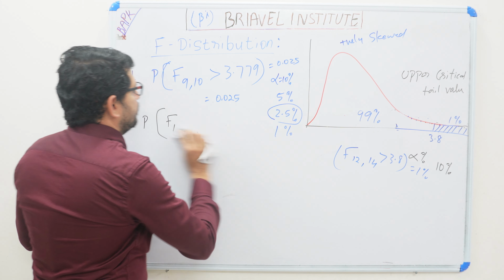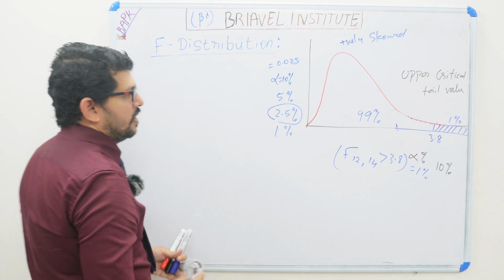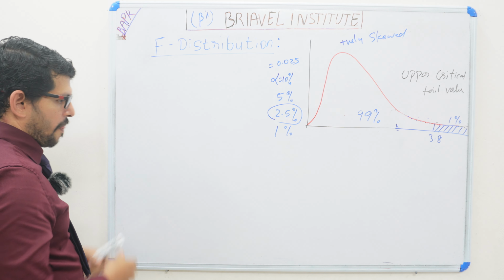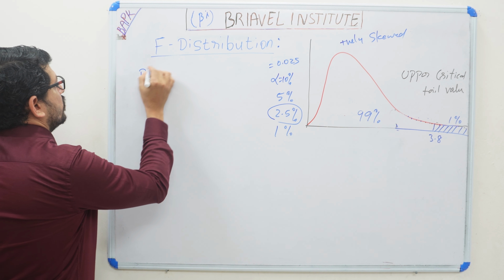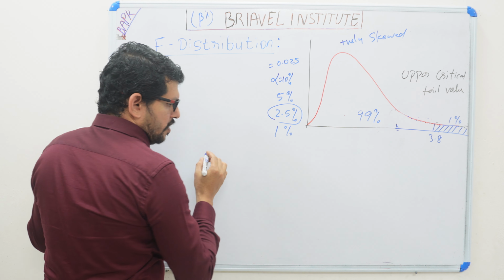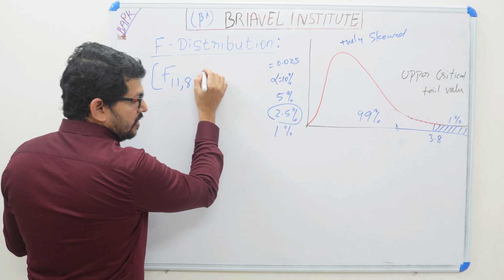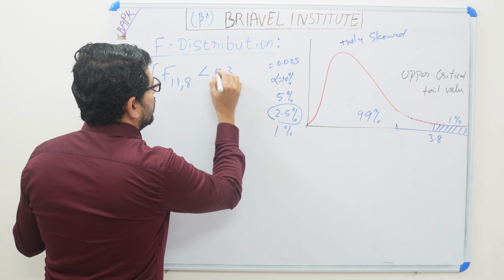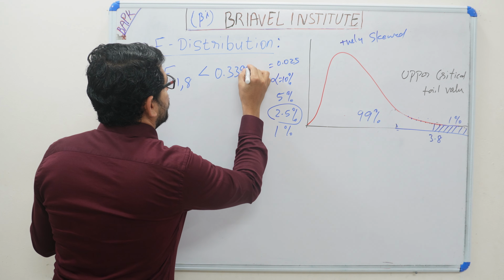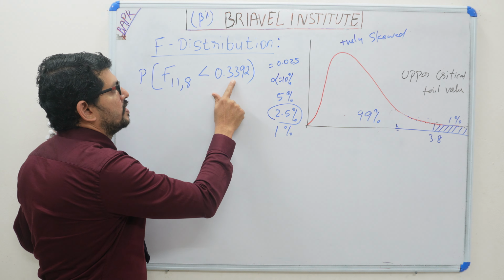And the next problem is explaining about the lower critical value. Now we are just explaining what the lower critical value is. The probability of F value 11 and 8 being less than 0.3392. What is the probability?